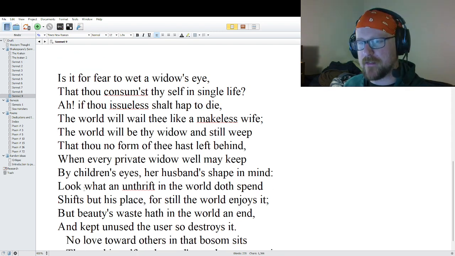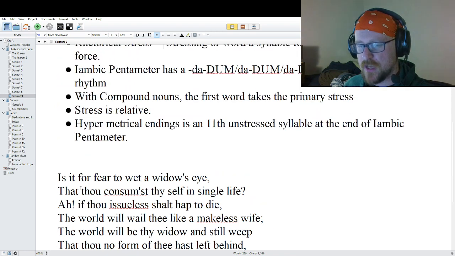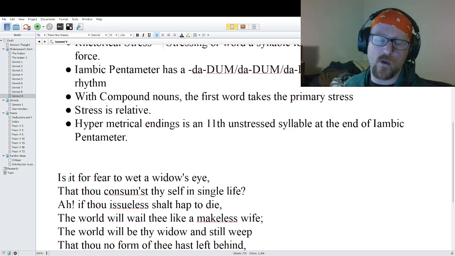Alright guys, let's break this down. So the first line, is it for fear to wet a widow's eye?